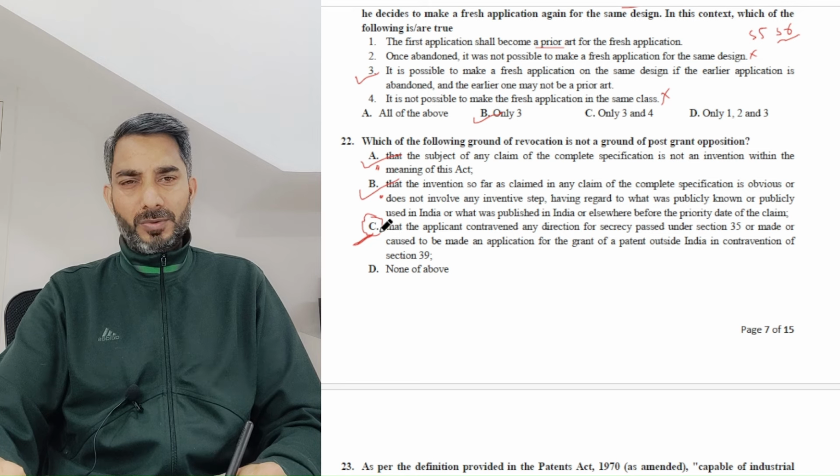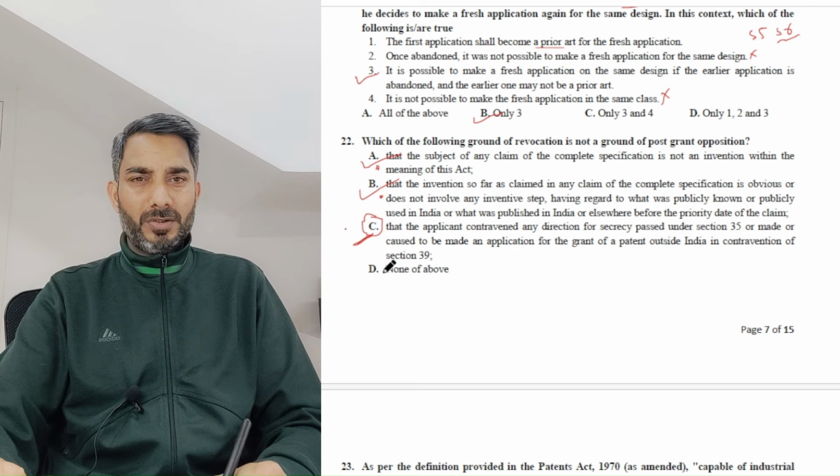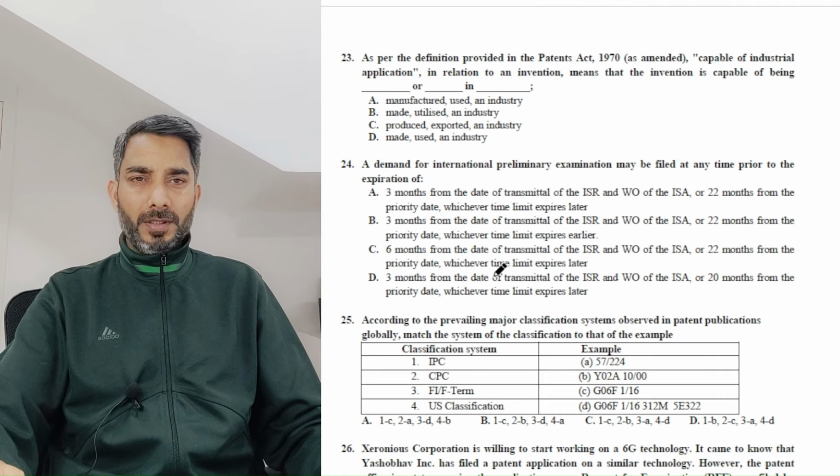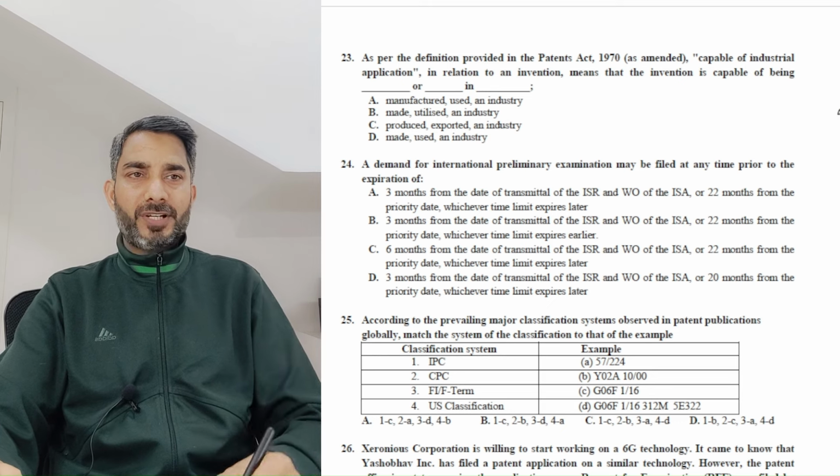None of the above. I think 22 is C. None of the above is the wrong option. 22 is C. As per the definition provided in the Patents Act, capable of industrial application.